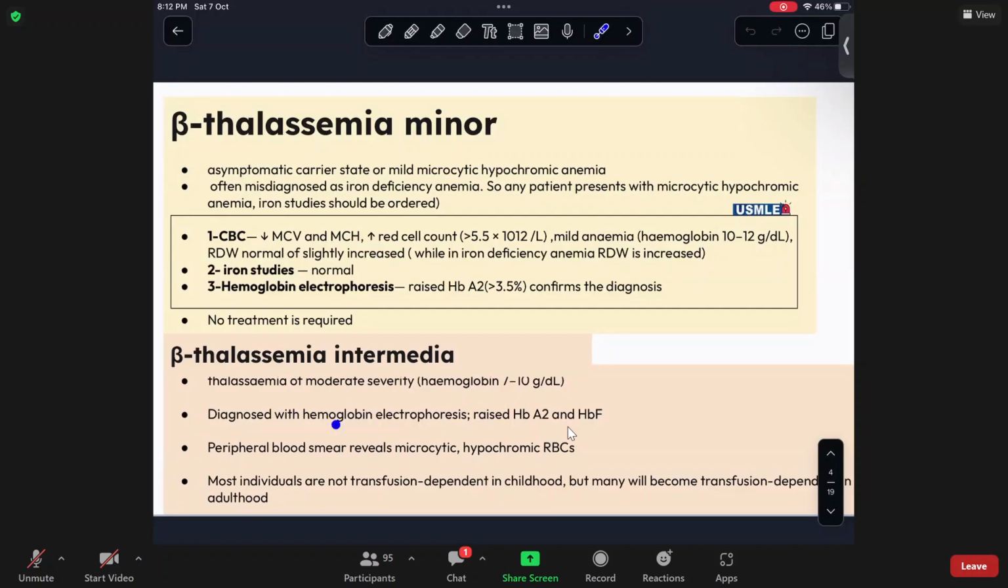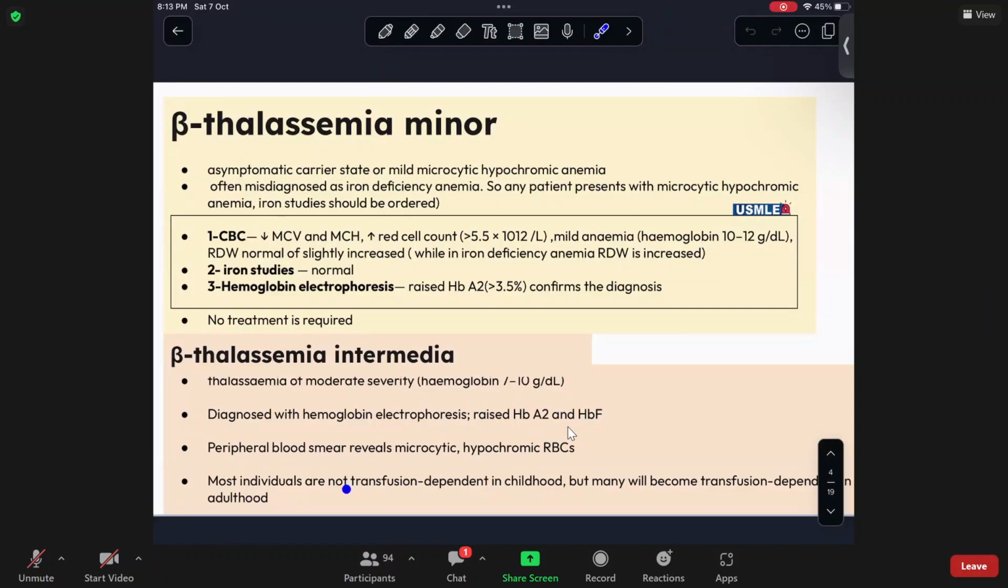We diagnose it as well with hemoglobin electrophoresis, but the difference between minor and intermedia is that there is an increase in the level of hemoglobin F. The peripheral blood smear will show microcytic hypochromic RBCs, similar to the minor. And most individuals are non-transfusion dependent, unlike the major, which we will talk about in a minute.